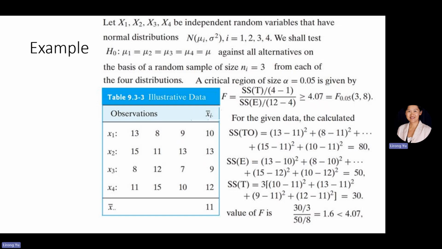So we cannot reject the null hypothesis, which says they have the same mean. Essentially, the means of 10, 13, 9, and 12 are not too far away from 11. They're not significantly far away from 11, and therefore we still consider them as having the same mean. There's no more action after that. Any question?